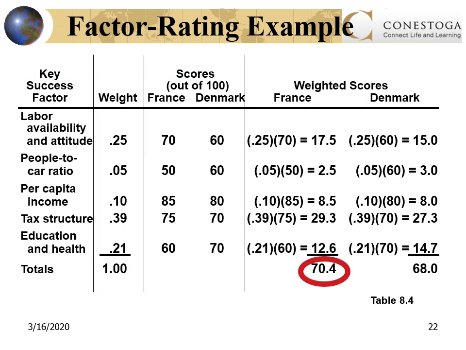The example is as follows. A company has identified 5 different factors for its business. For instance, the key success factors for its business are labor availability and attitude, people to car ratio, per capita income, tax structure, education and health. So these are the 5 aspects which the company has decided.